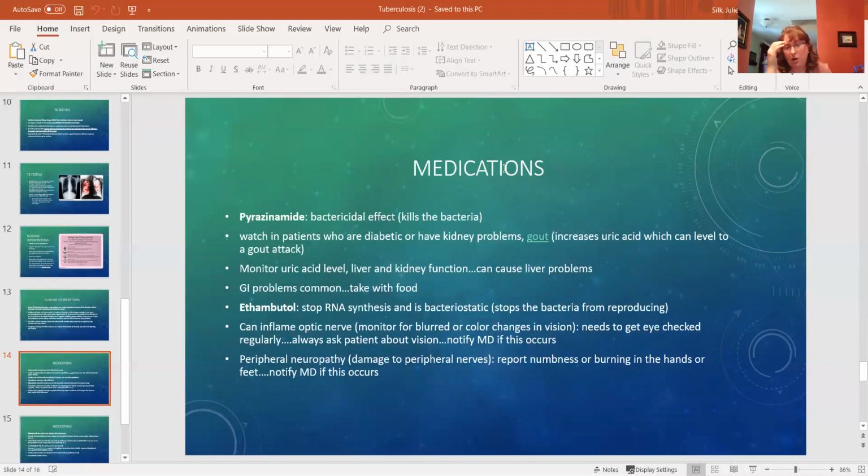Ethambutol is another one. This can stop RNA synthesis and it's bacteriostatic, so it stops the bacteria from reproducing.